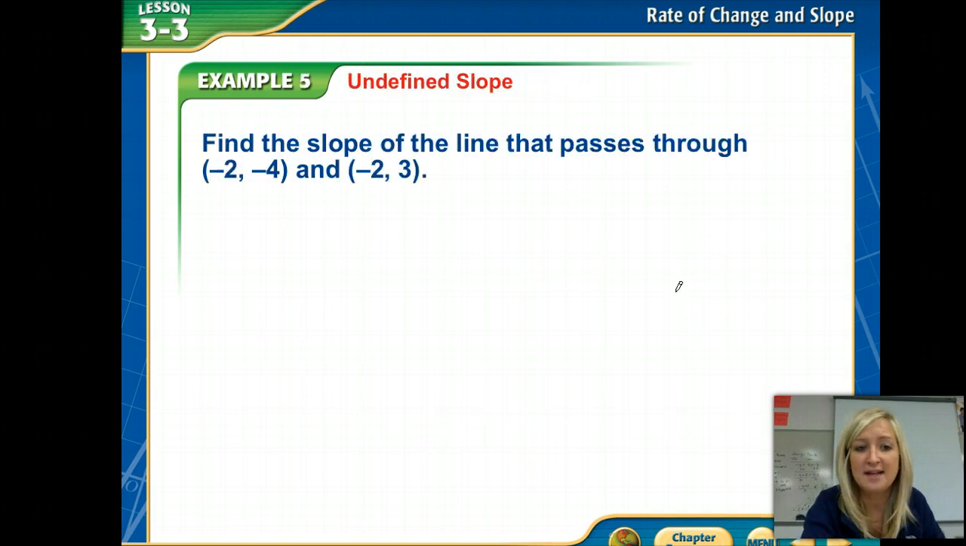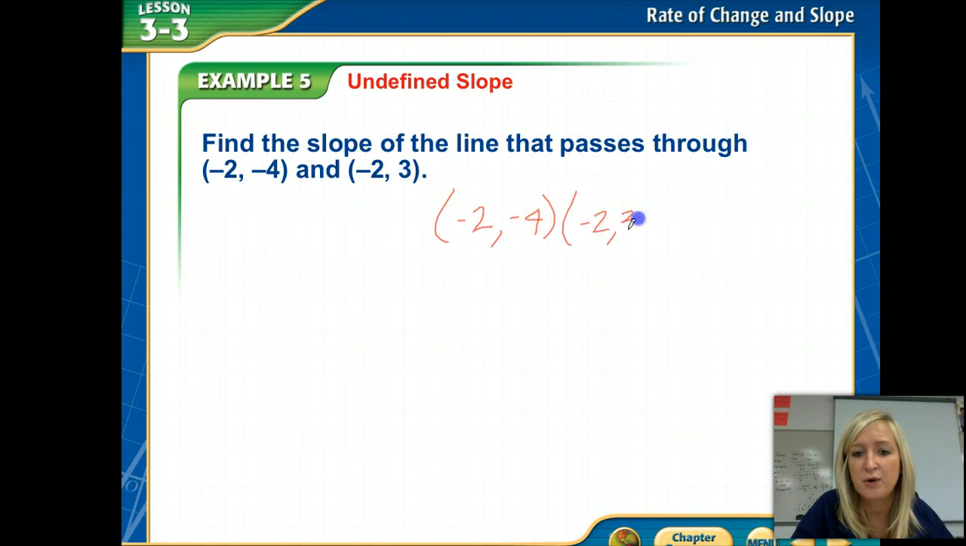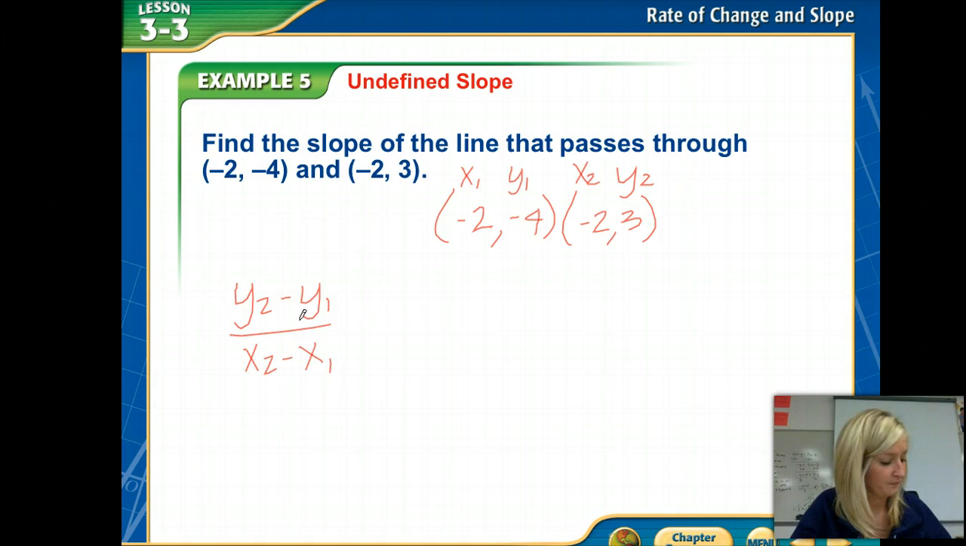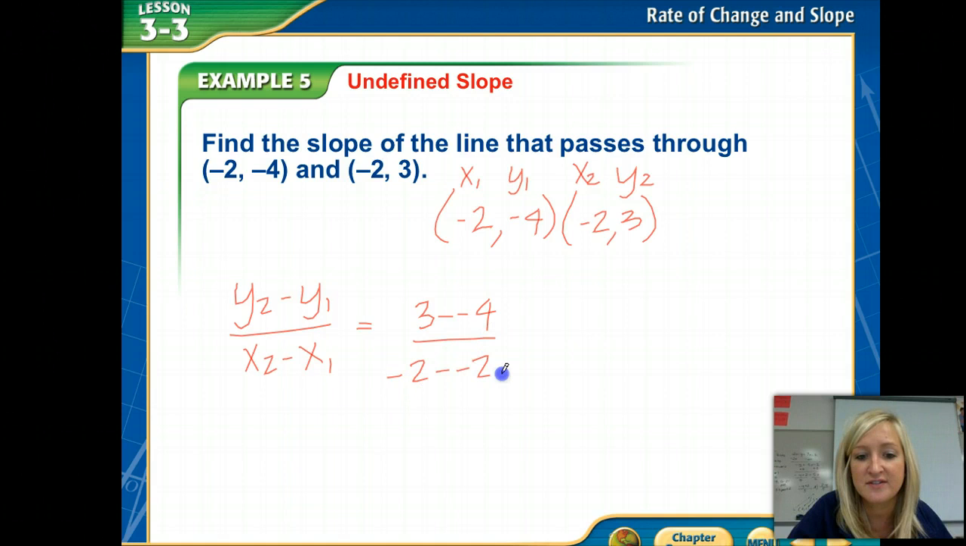All right, the last thing is undefined slope. Same concept, -2, -4, and -2, 3. Here's x1, y1, x2, y2. My equation, y2 minus y1 over x2 minus x1. All right, so for this one, I have 3 minus a -4 all over -2 minus a -2.